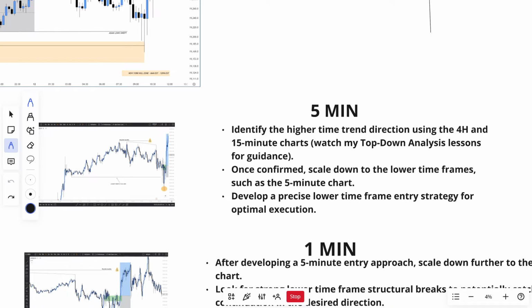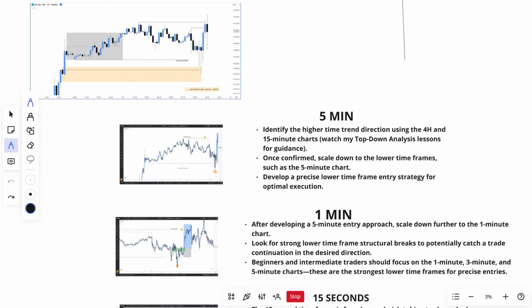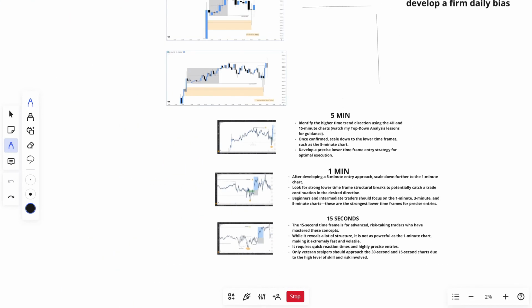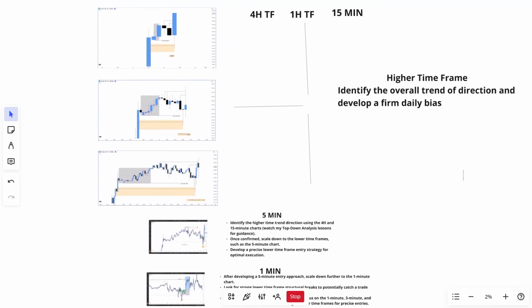And the next thing is that once we have confirmed it, then we can scale down to the lower time frames, such as the 5 minute chart, to then start looking for entries. And then for that, we can develop a precise lower time frame entry for our strategy for optimal execution right here. So we don't go to the 5 minute time frame until we do a proper top down analysis of the higher time frames. Right, that's why this comes first, right?